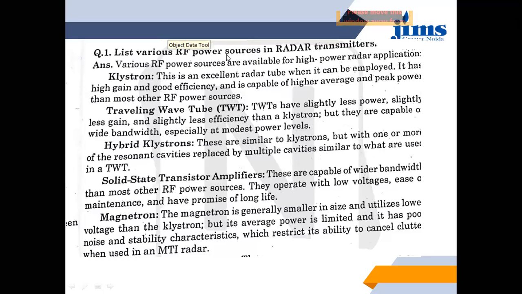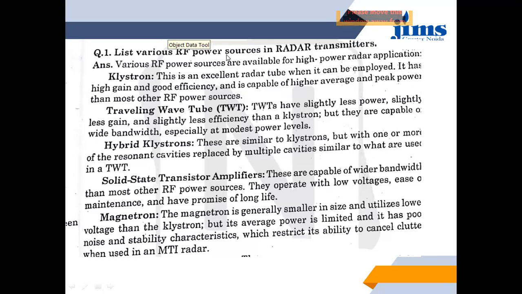First of all, what is a power source? A power source is a device, a kind of tube or amplifier or system, which generates radio frequency signals, RF signals. Mainly they first generate an electron beam, and then they deflect the beam in a magnetic field. So they generate the RF signal, high frequency electron beam signals.